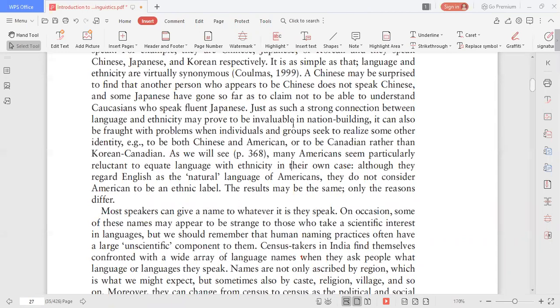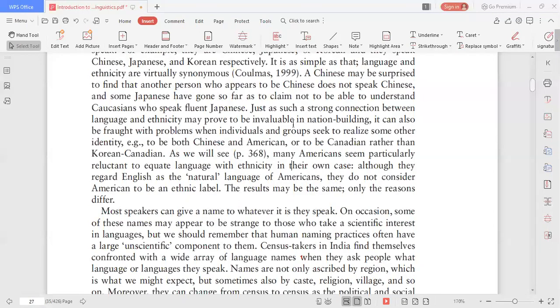As well as we will see, many Americans seem particularly reluctant to equate language with ethnicity in their own case. So many Americans, they don't want to confess or accept or embrace that they have a different ethnicity. They want to say that we are Americans. I'm not Bangladeshi American, I'm American. Especially with the new generation. The new generation, they don't want to identify themselves as Bangladeshi.